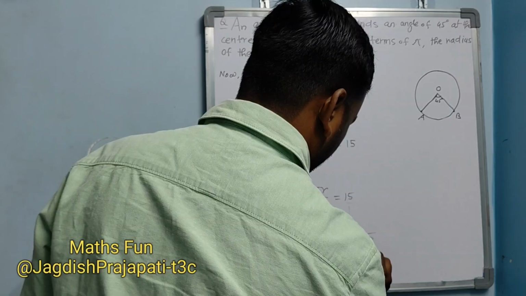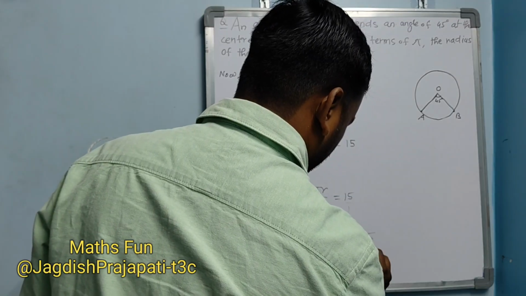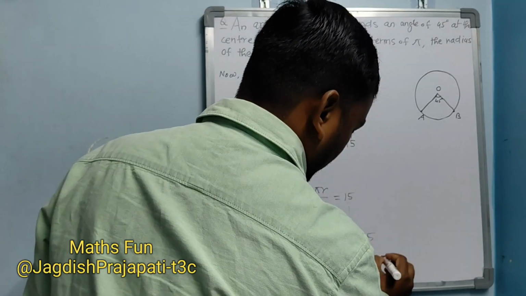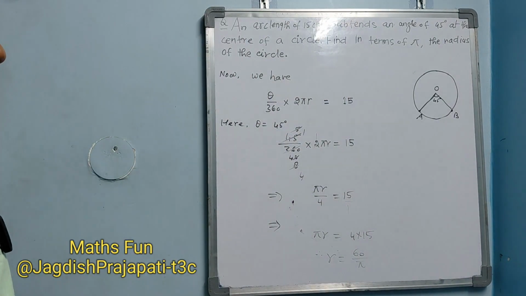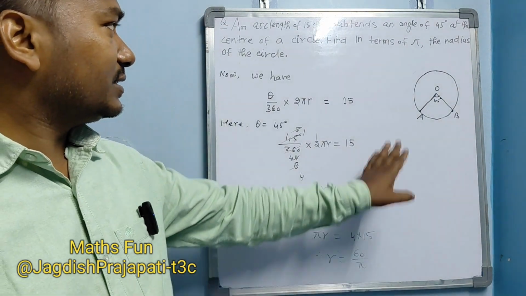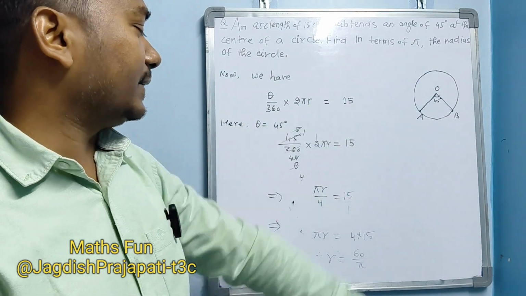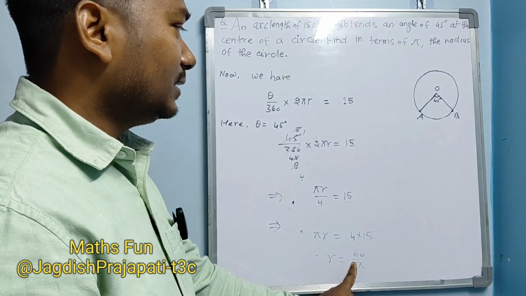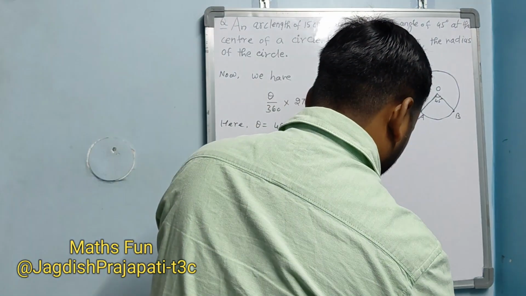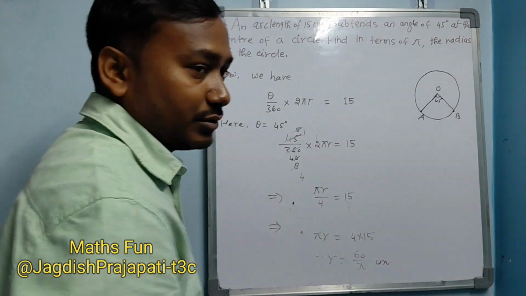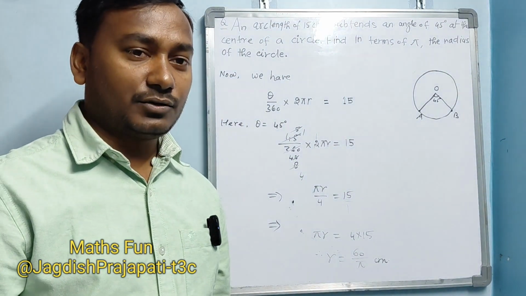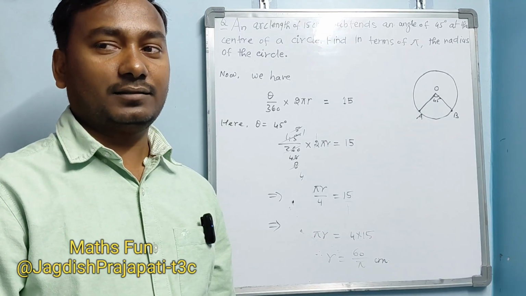Therefore r will be 60 upon pi. This will be your answer because it was stated in the question in terms of pi. The unit will be centimeter. Always remember to write unit, otherwise examiner will cut your mark. Okay.